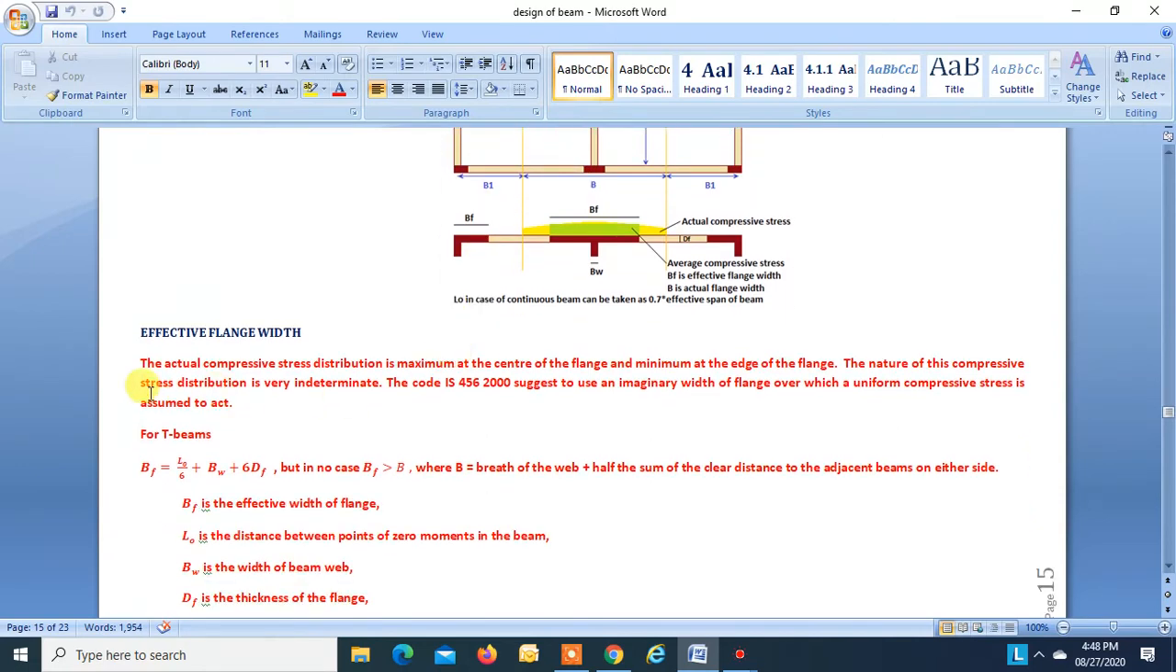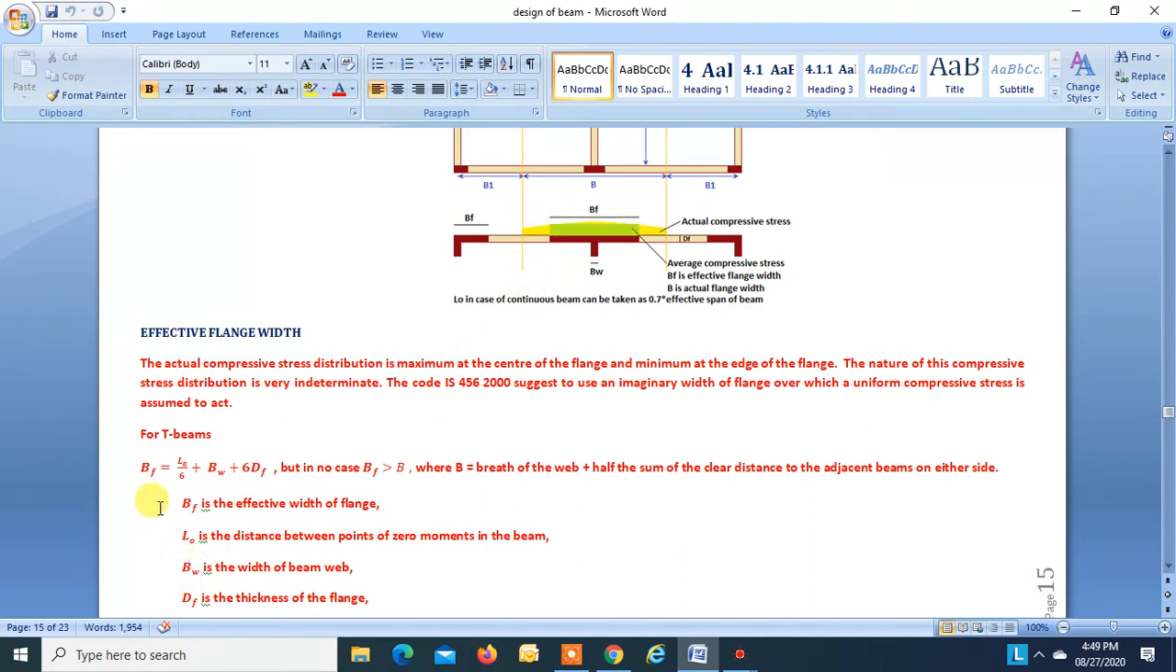But the code says the actual compression stress distribution is maximum at the center of the flange, minimum at the edge of the flange. The nature of this compressive stress distribution is very indeterminate. The code IS 456-2000 suggests to use an imaginary width of flange over which a uniform compressive stress is assumed to act. So we take effective width BF where the stress is uniform.